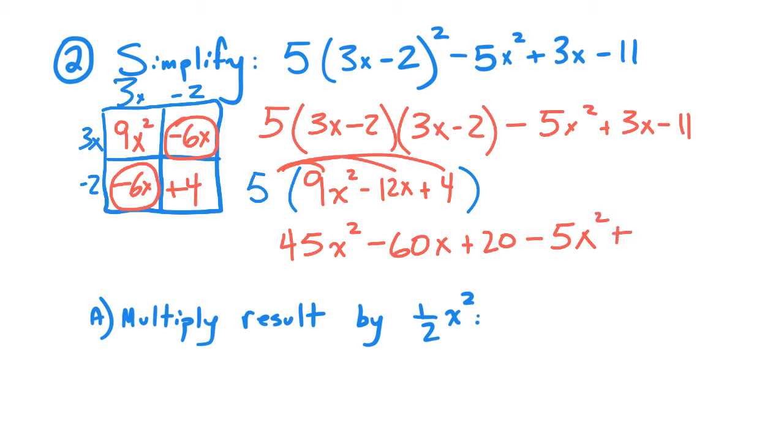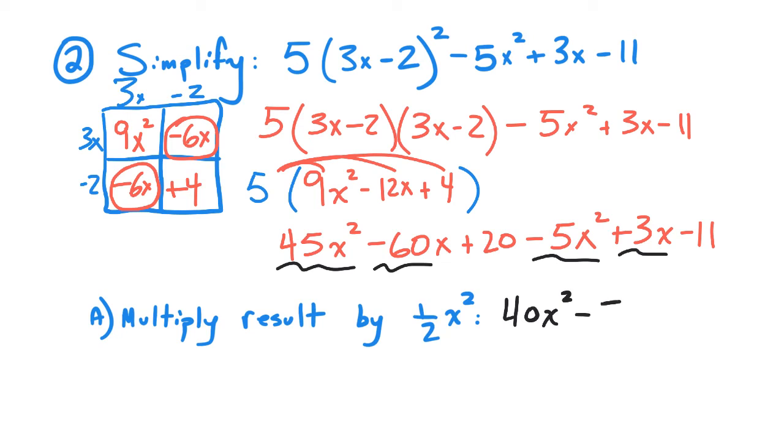And now I can play my like term game like we learned on the previous slide. I'm running out of room here. Okay, we start with our x squareds. I'll move my answer, I guess I could write it down below. 45 minus 5 is 40x squared. Once again, pay close attention to the sign. It's not being treated as a positive 5. With my x's, I have negative 60 and positive 3. So that's going to be negative 57x. And with my constant terms, I have 20 minus 11, which is positive 9.